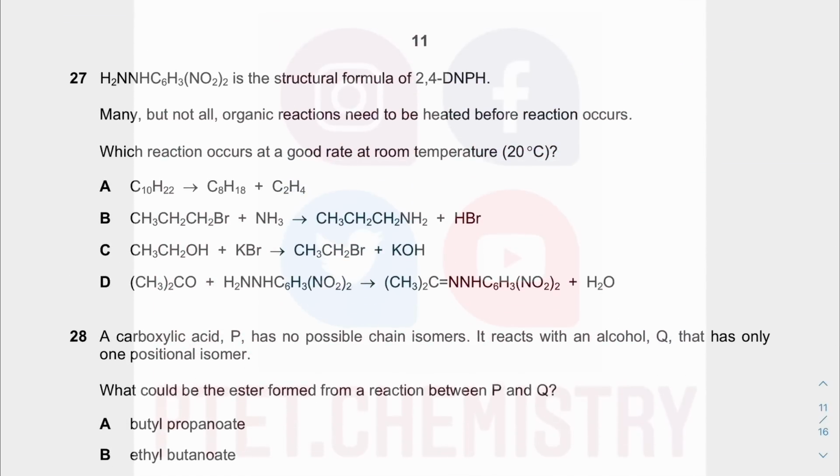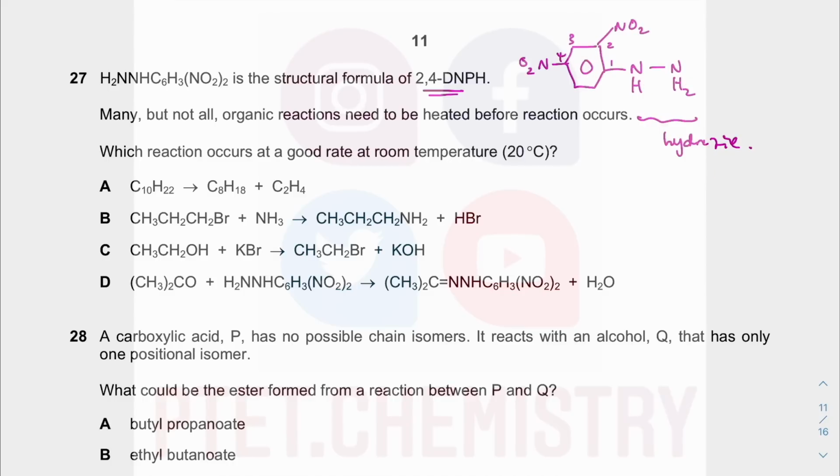Question 27. So we have that 2,4-DNPH. It's actually a benzene ring connected to NH, connected to NH2. So that bit is the hydrazine. And you have position 1 and position 2. You have nitro, which is the NO2. You have 2 of them, that's why it's called dinitro. You have them at position 2 and 4. 2,4-dinitrophenyl. Phenyl is the benzene ring.